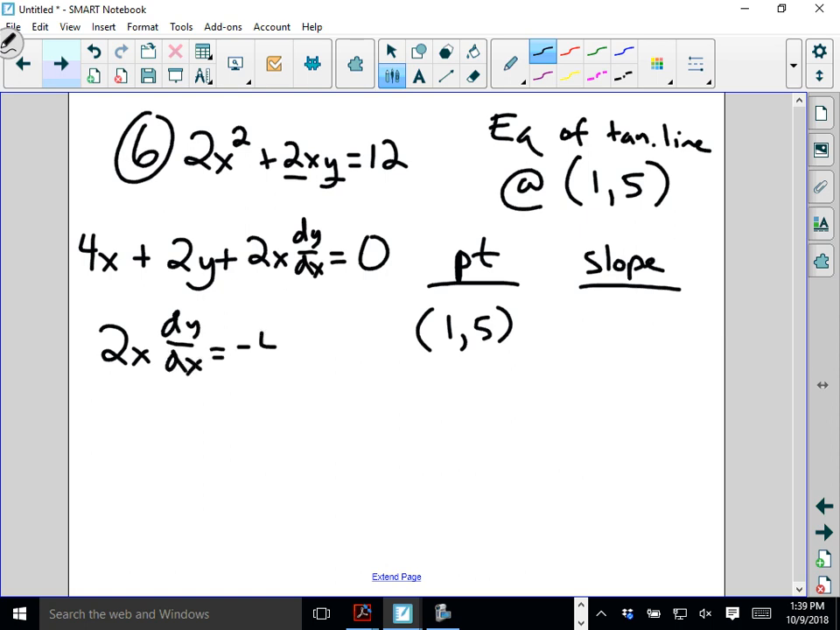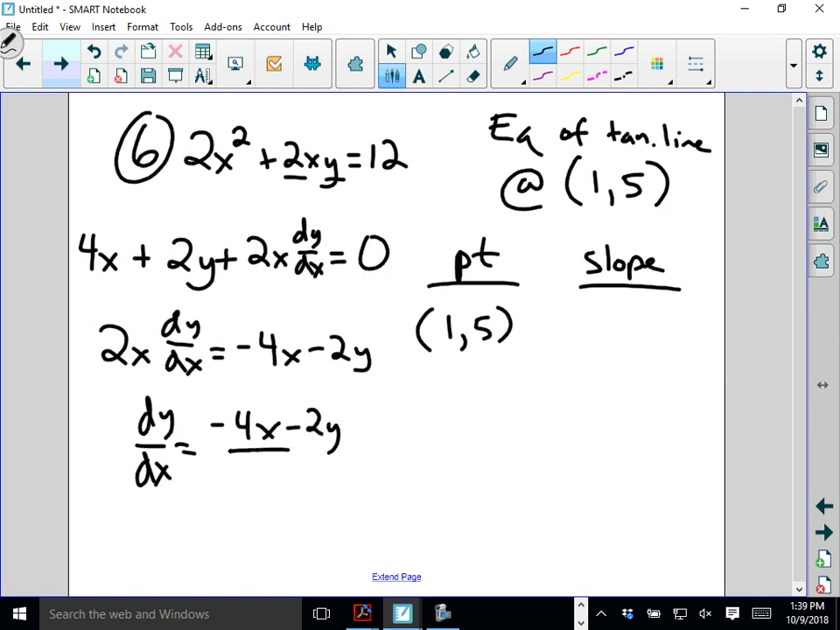Make sure both of those are negative. Okay? Or they could both be positive and the 2x dy dx could be negative. Either way works. And I get dy dx equals negative 4x minus 2y over 2x.